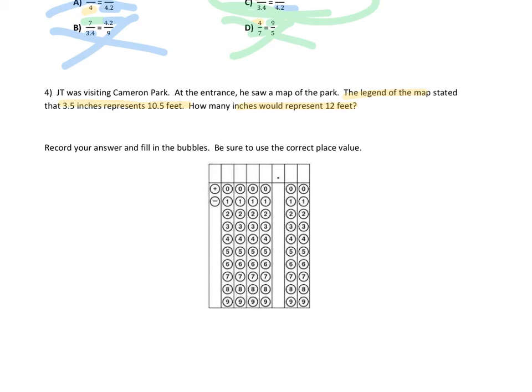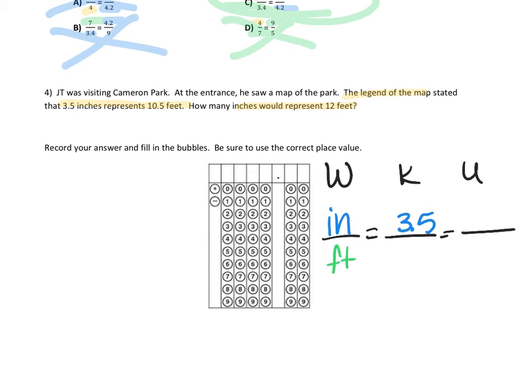Okay, so we're going to do this. We're going to say WKU. So I'm going to set it all up, okay? And then we're going to say words. My words are inches, feet. So I'm going to do inches, okay? And then I'm going to say 3.5, and then I'm going to do feet and say 10.5, okay? How many inches would represent 12? So there is my bottom, and that is my X, okay?